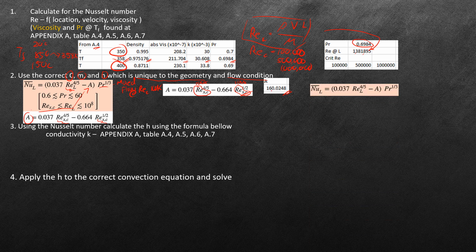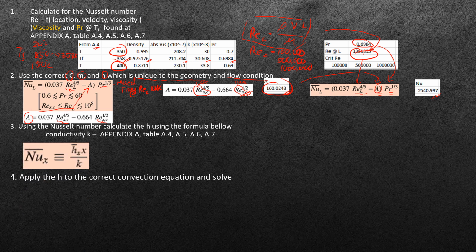Next, we use this A value for our Nusselt equation. So we plug that into our equation right here. Plug in our Reynolds number sub L and our Prandtl number, evaluate our equation, and we will be left with a Nusselt number equivalent to 2,540.997, or you can round it off to 2,541.